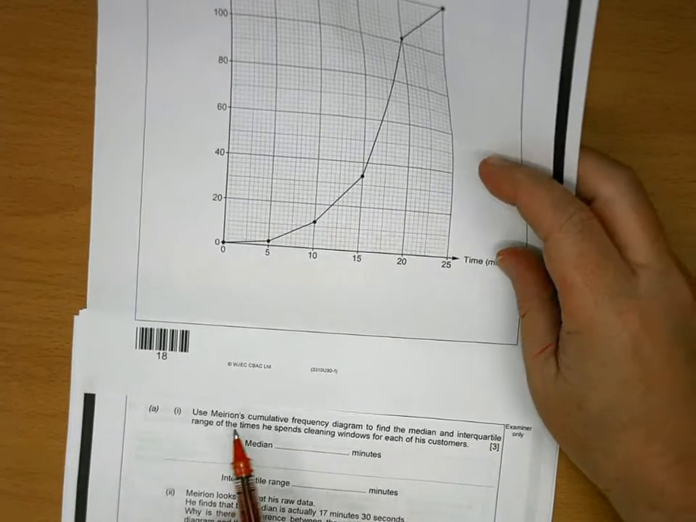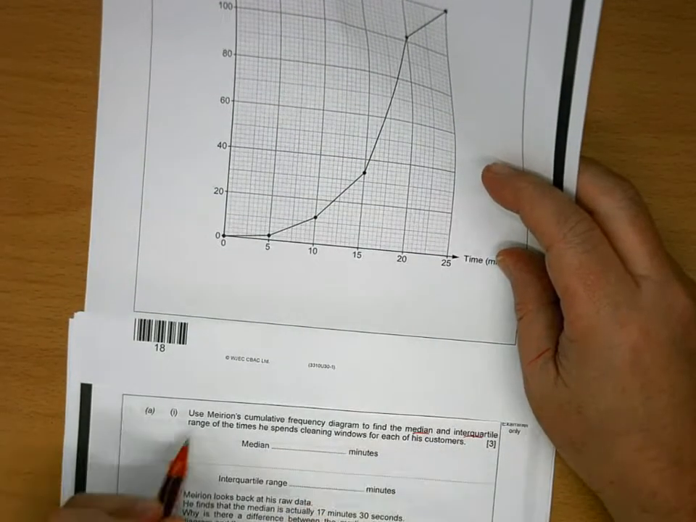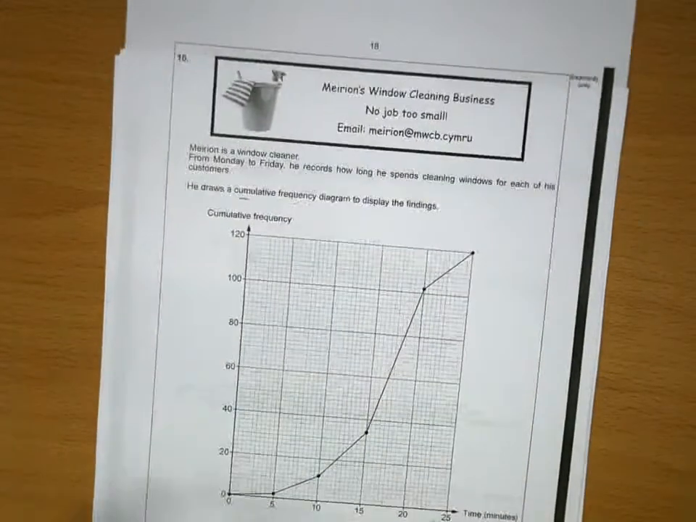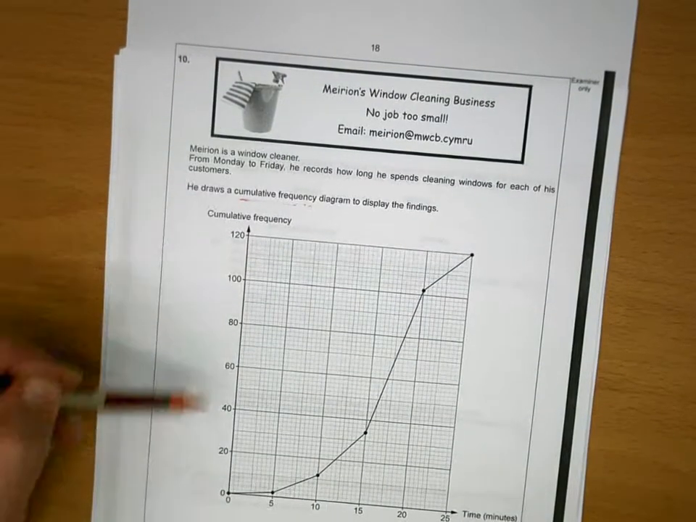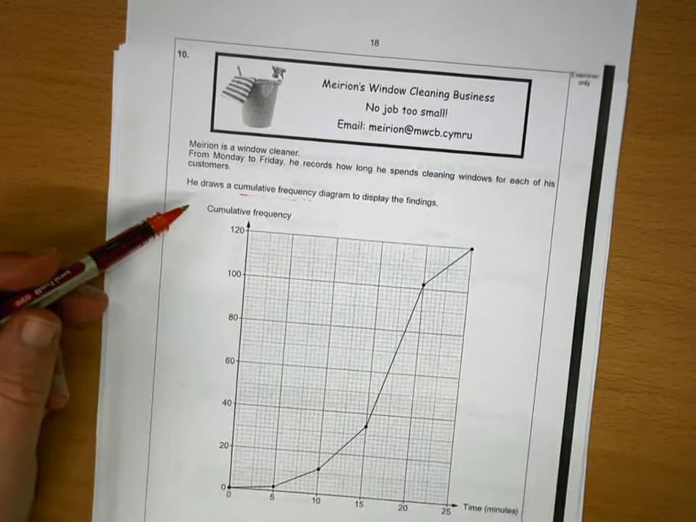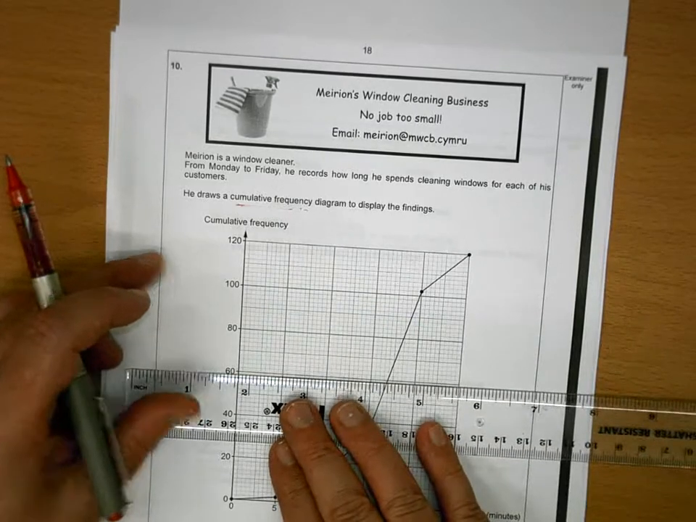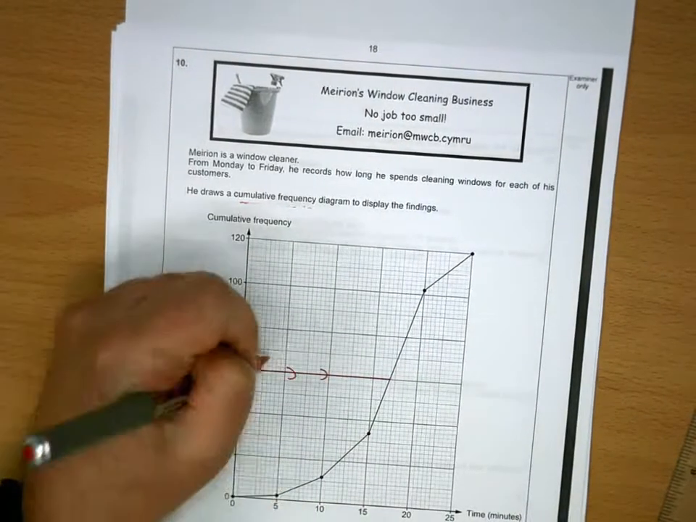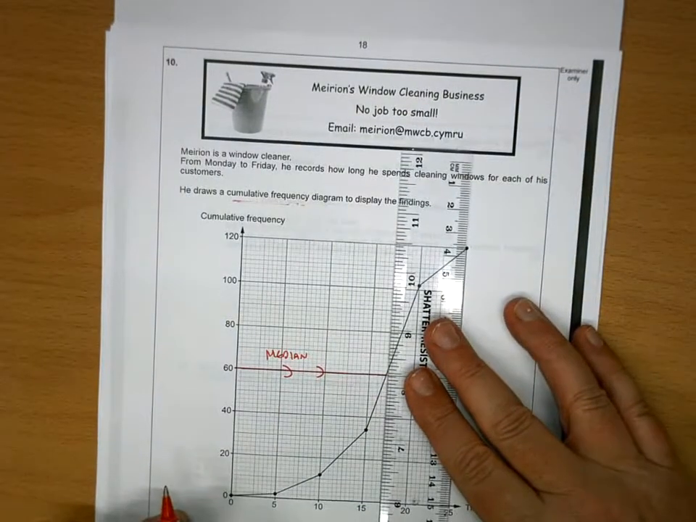Okay, so no questions on that sheet. Use Myrion's cumulative frequency diagram to find the median and the interquartile range of the times he spends cleaning windows. So the cumulative frequency is going up to 120. So it means I've got 120 pieces of data, or 120 customers, and the median is going to be halfway. So half of 120 is 60. So this is going to be my median, and I'm writing it on my graph, and then you read down.